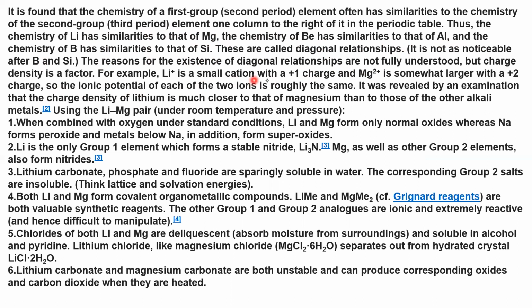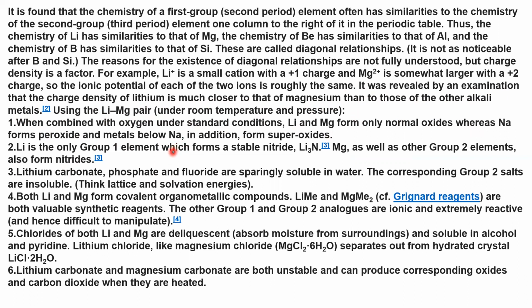For example, Li+ is a small cation with positive charge, and Mg2+ is somewhat larger with a positive charge of +2. So the ionic potential of each of the two ions is roughly the same. It was revealed by an examination that the charge density of lithium is much closer to magnesium than that of other alkali metals, using the lithium-magnesium pair under room temperature and pressure. So already I told you, when combined with oxygen under standard conditions, lithium and magnesium only form normal oxides, whereas sodium forms peroxides, and metals below sodium in addition form superoxides.